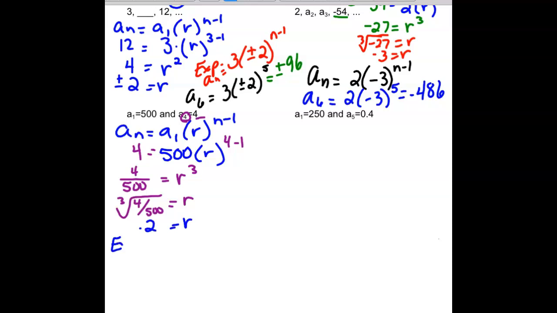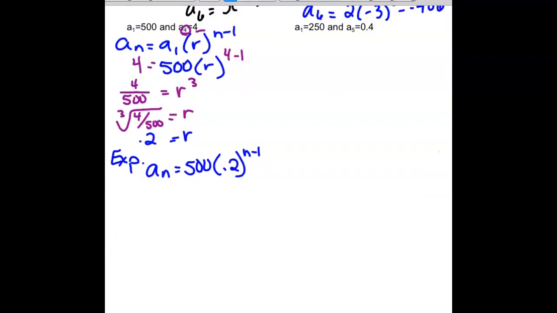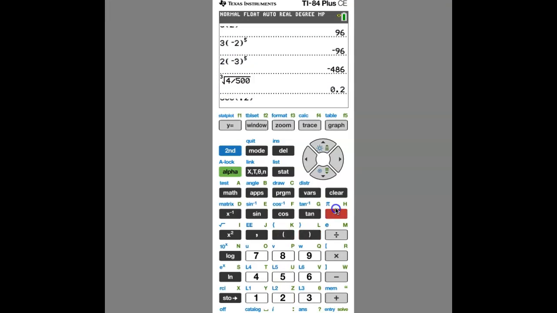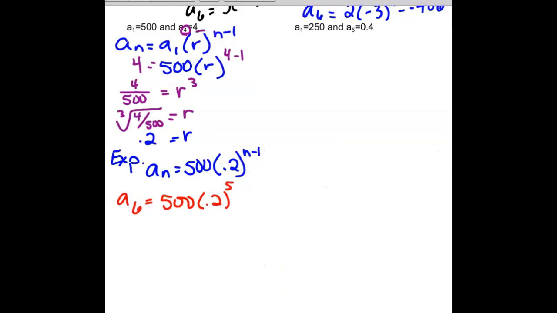So our explicit rule would say we take the first term, we're multiplying by 0.2 to the n minus 1 power. And then to find the 6th term, we have 500 times 0.2 to the 6 minus 1, or 5th power. And let's grab our calculators. We want 500 times 0.2 to the 5th power. We get 0.16.